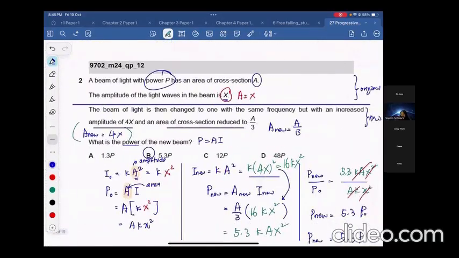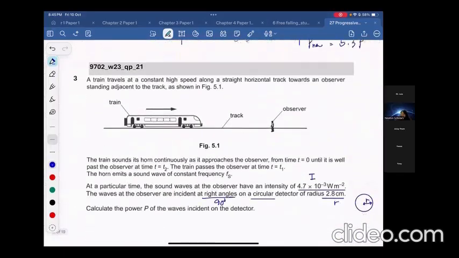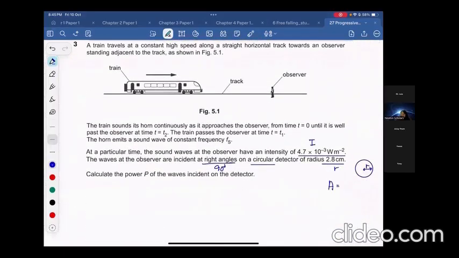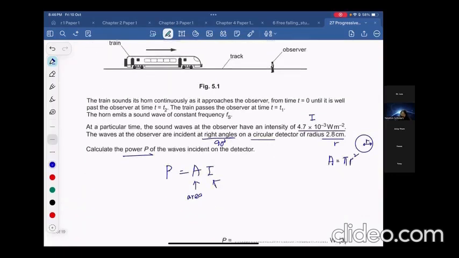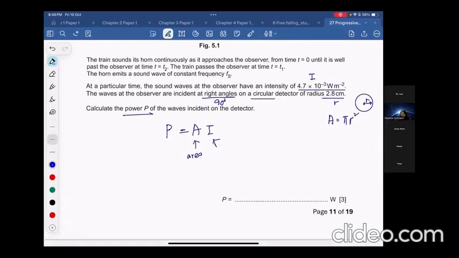So from here, they actually want you to calculate the area. The circular area is pi r square. Power is very powerful. This is called area, this is called intensity. So boys and girls, do your calculation.